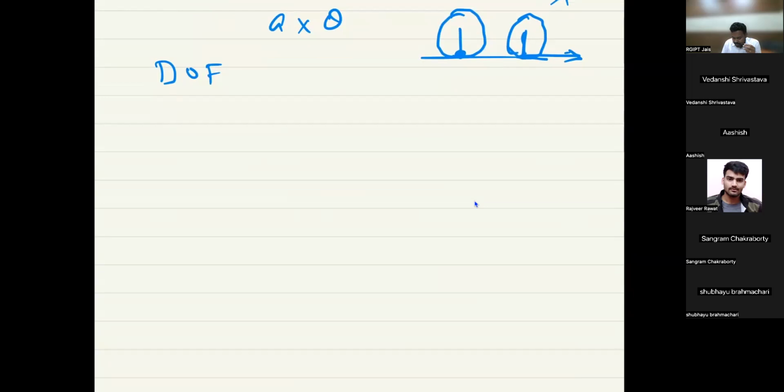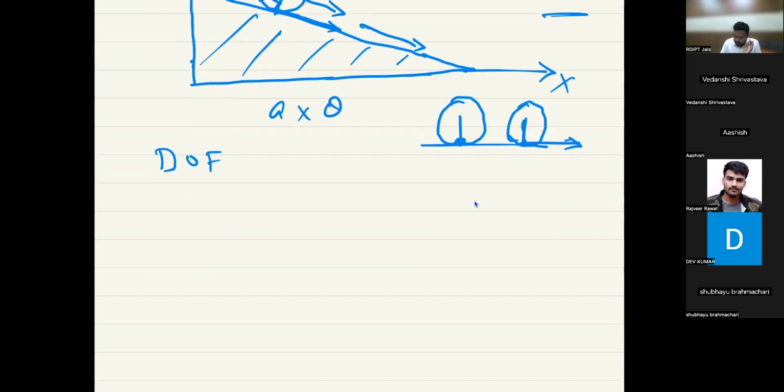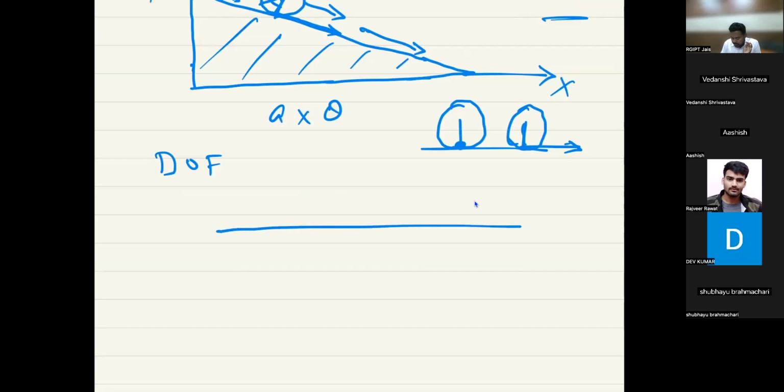Sir, can you please repeat the part where the coin is rotating? If the coin only rotates, then the angle and the distance are related, right? Forget about this inclined plane. This is a straight line, and this is your coin. If this coin only rotates, how much distance it covers is related to this angle theta and the radius of the coin, a. If you multiply the radius with the angle, you will get how much distance it has covered.